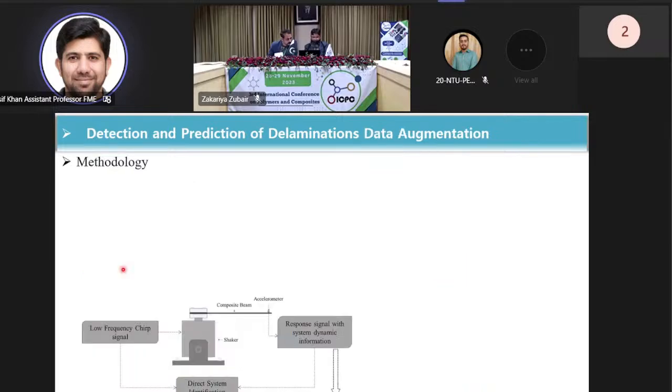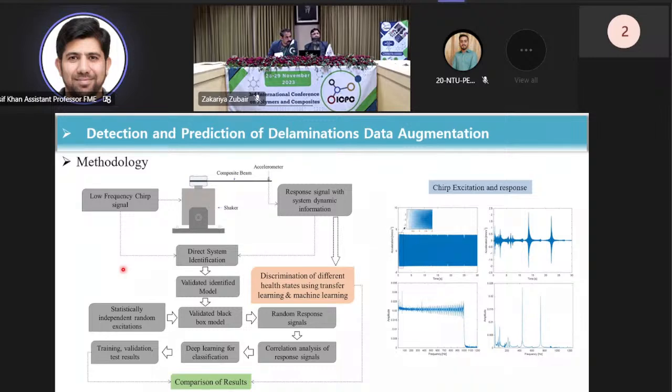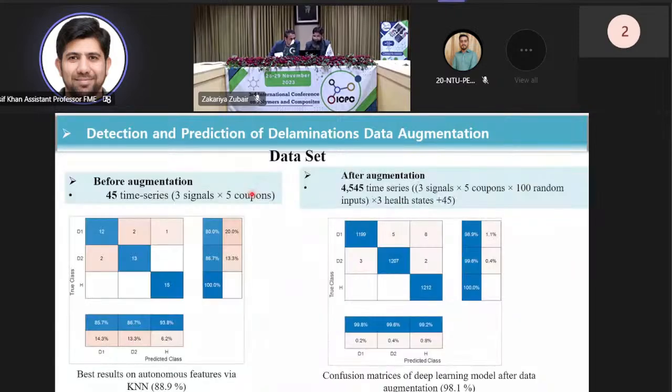Again, as I mentioned, in experimental cases, we have access to a very small amount of data. So can we come up with some technique to artificially augment that data? For that, we applied another technique. We basically excited the structure with a very broadband excitation signal, commonly known as chirp excitation, and we obtained the corresponding responses. We used that excitation signal and the response signal in an inverse kinematics approach, and we tried to develop a black box model of this system. Then we excite the black box model, not the physical experimental setup, with different excitations. And this way we were able to augment the data and validate that augmented data as well.